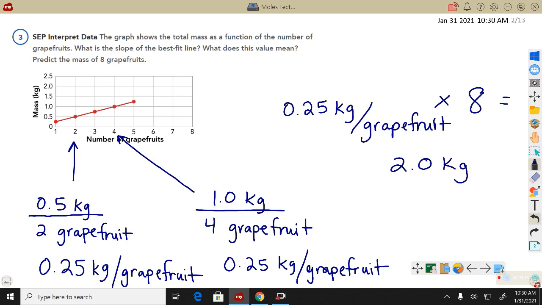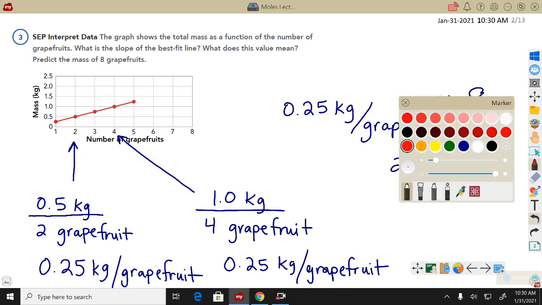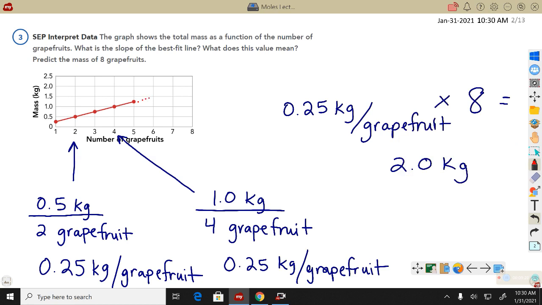Could I kind of confirm that? I guess. I mean, if we look at the graph and maybe we were to take this line and extrapolate it and kind of extend this. Yeah, that's probably pretty close, huh? And 8 grapefruit should be right around 2 kilograms.